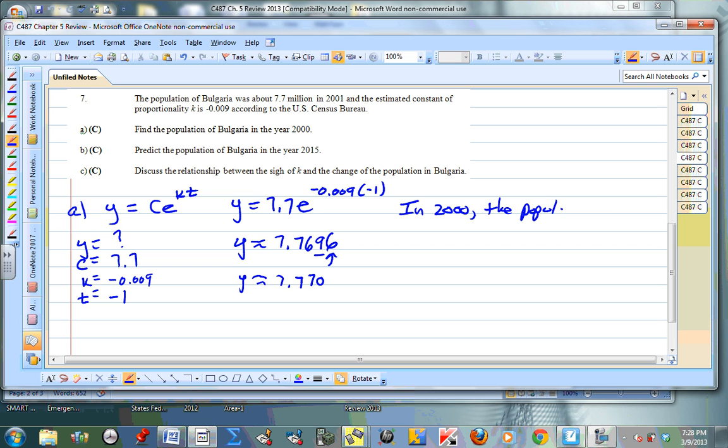So in 2000, the population of Bulgaria was about 7.770 million people.